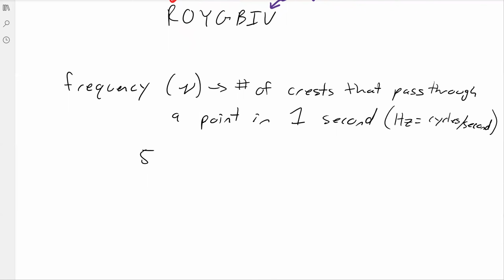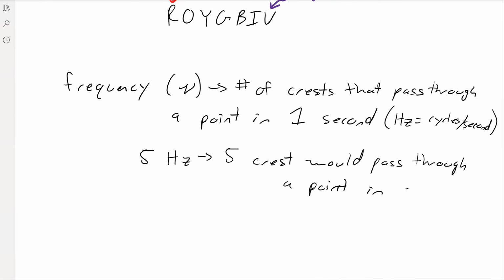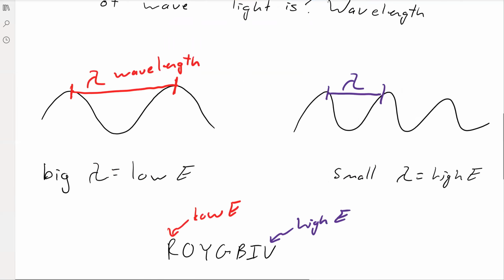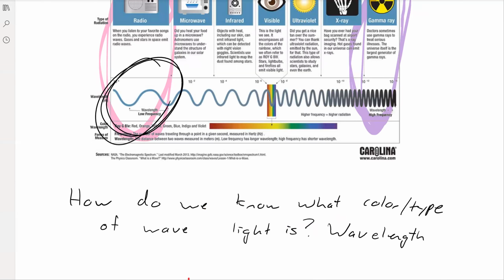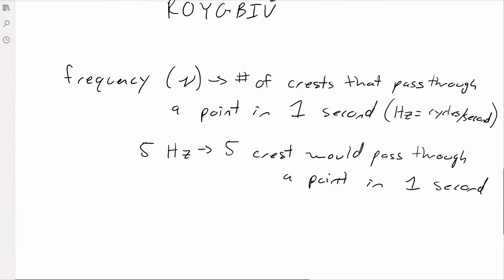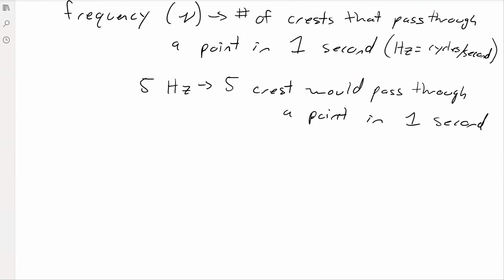So for example, if you had a frequency of 5 hertz, that means that 5 crests would pass through a point in 1 second. And if we think about frequency, right, the more compressed our wave is, so if we take a look at this kind of right here, the more of those are going to pass through a point in 1 second than some kind of big wavelength. And so frequency is inversely proportional. So it's the opposite of wavelength. So if you have a high wavelength or a large wavelength, you have a low frequency, and vice versa.